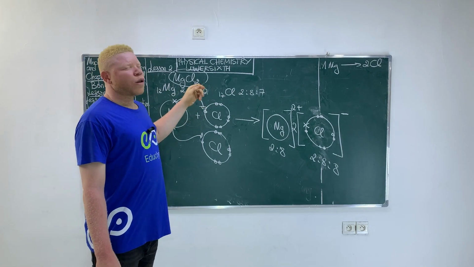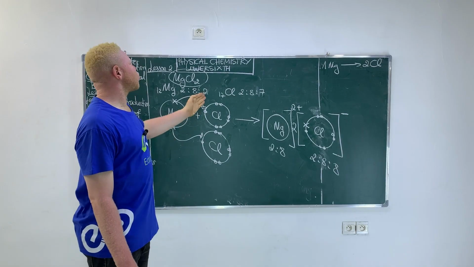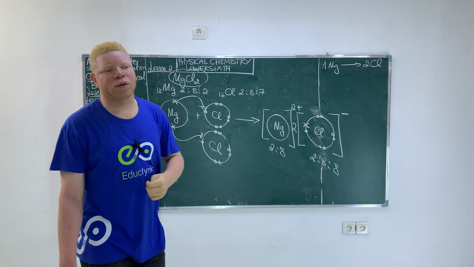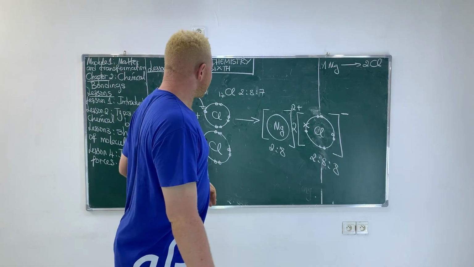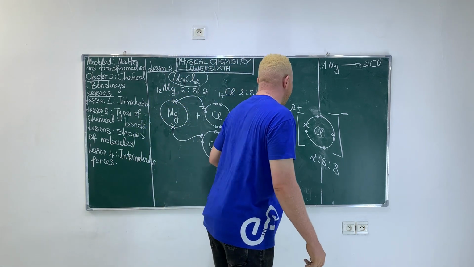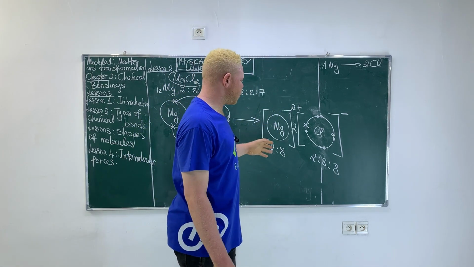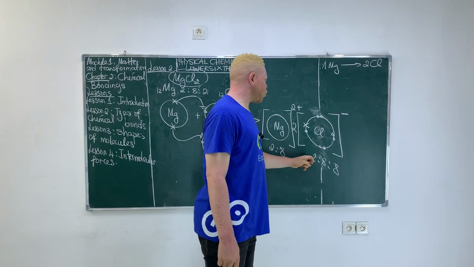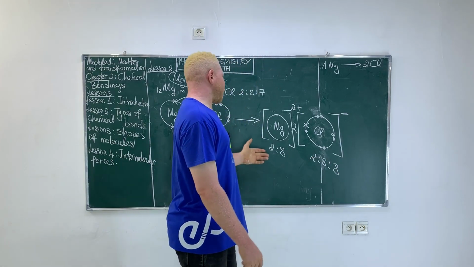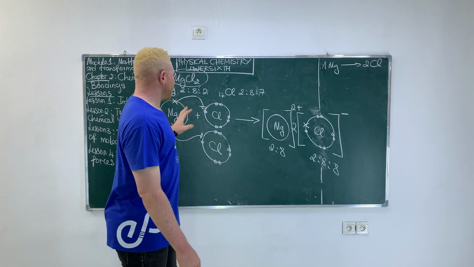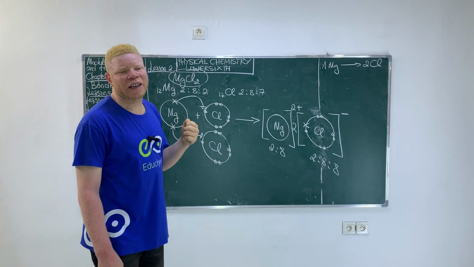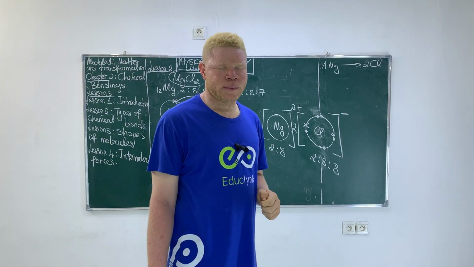We have 2 electrons in the outermost shell. These 2 electrons are being transferred to the chlorine atoms, such that each chlorine atom gains 1 electron. The configuration of the chloride ion becomes 2:8:8. The magnesium now is 2:8, because magnesium has lost its 2 electrons in the outermost shell.